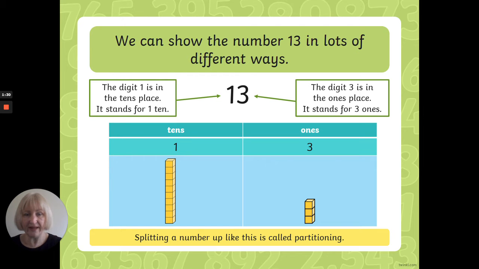Splitting a number up like this is called partitioning. That's a funny word, isn't it? Partitioning. And we're going to be thinking of partitioning in today's lesson.